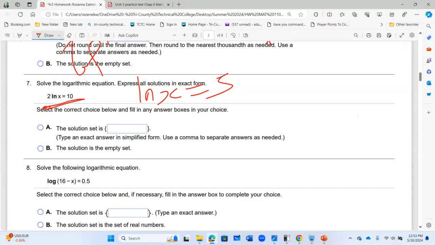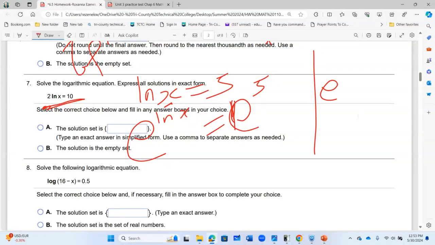I haven't finished solving it, because I have to get the value of x, not the value of natural log. So e to power natural log of x is equal to e to power 5. Because it is natural log, I will exponentiate with e. Natural log goes with e. And we already know that e to power natural log of a number is equal to that number. So x is equal to e to power 5.